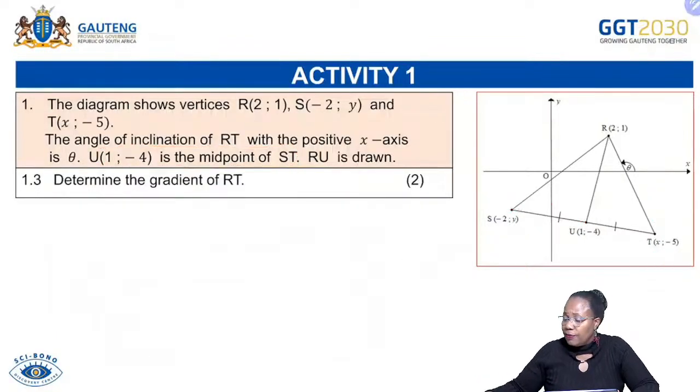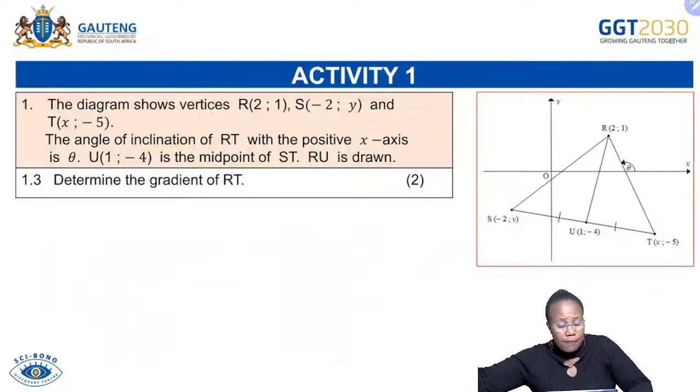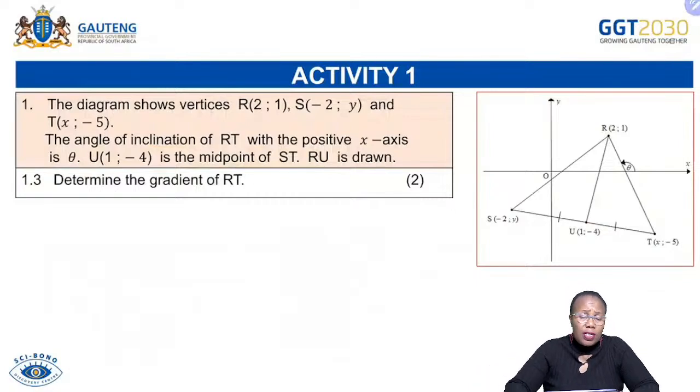And the next activity, Grade 12, 1.3 for you. I am giving you 2 minutes. You are calculating only the gradient of RT for this one. Your 2 minutes start now.